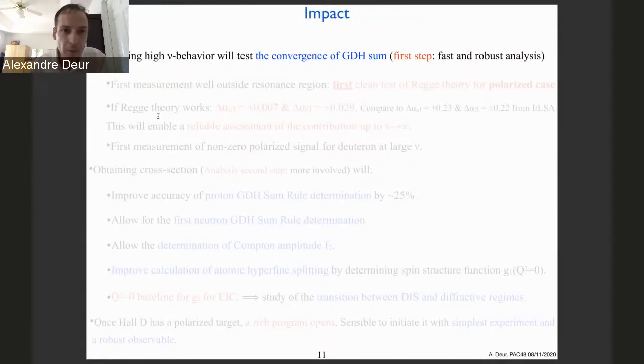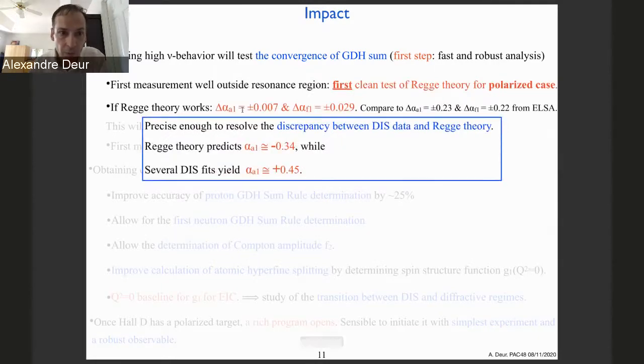So the impact of the experiment would be the following: by measuring the high energy behavior of the GDH integrand, we will test the convergence of the GDH sum. This is a fast and robust analysis, so it's a first step for analysis. This would provide the first measurement well outside the resonance region, thereby providing a first clean test of Regge theory for the polarized case. And if Regge theory works, we would be able to determine the Regge intercept at a level of precision which is an order of magnitude better than the currently existing data.